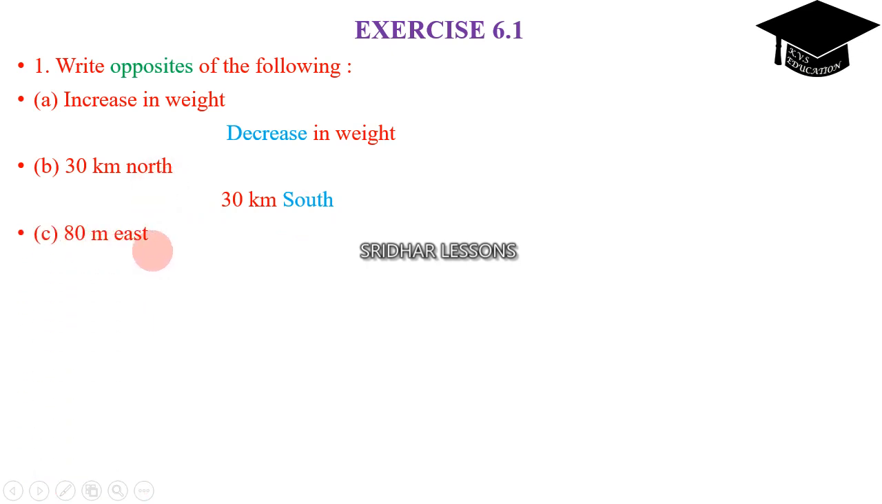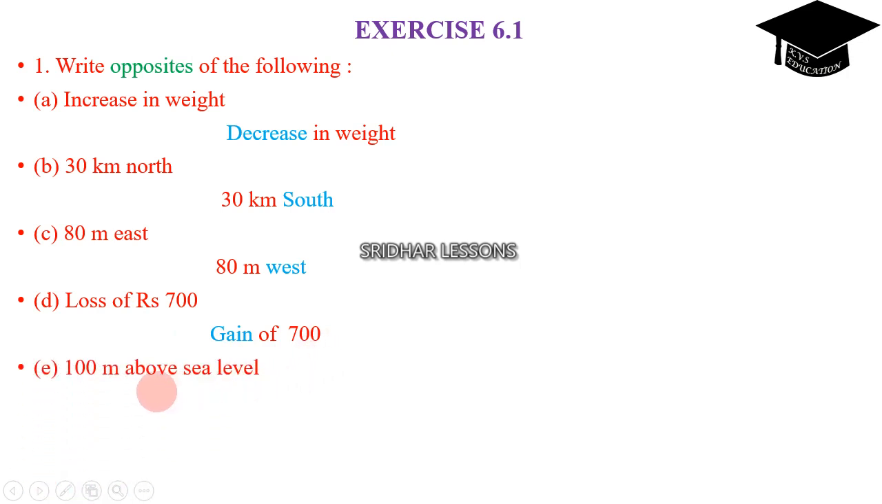80 meters east. Students, now you have to tell, 80 meters east, so what is the opposite one? Yes, it is 80 meters west. Loss of 700 rupees. So profit, or else gain of. Loss opposite is gain. Gain of 700 rupees. 100 meters above sea level. So opposite is 100 meters below sea level.